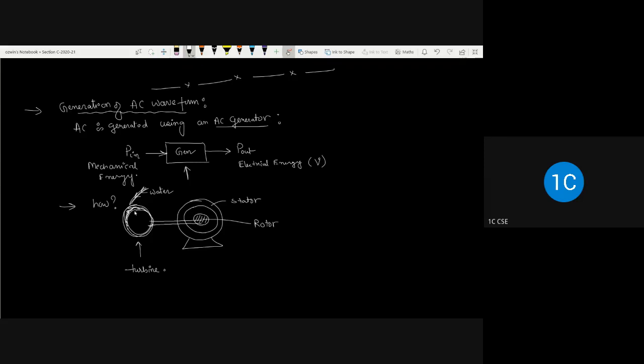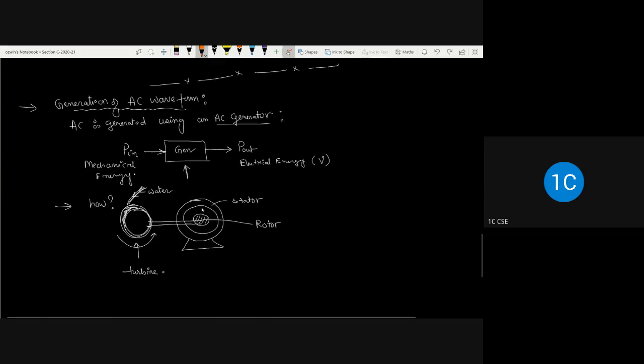So what will happen when the water falls on the turbine blade? This turbine starts to rotate in one particular direction. Now attached to the turbine, what do we have? We have the rotor. When the turbine starts rotating, the rotor starts rotating. Let me use a different color so that you will be able to distinguish, and let me zoom the figure.